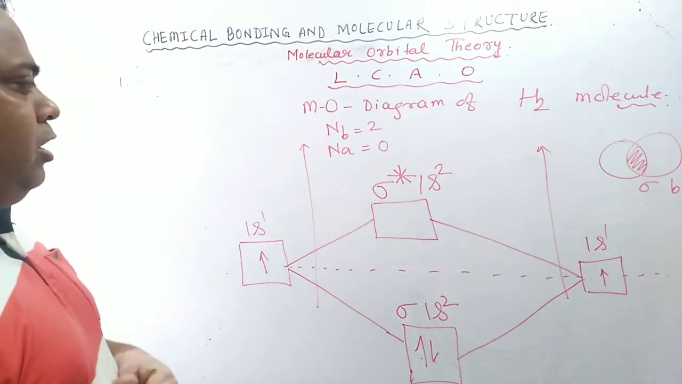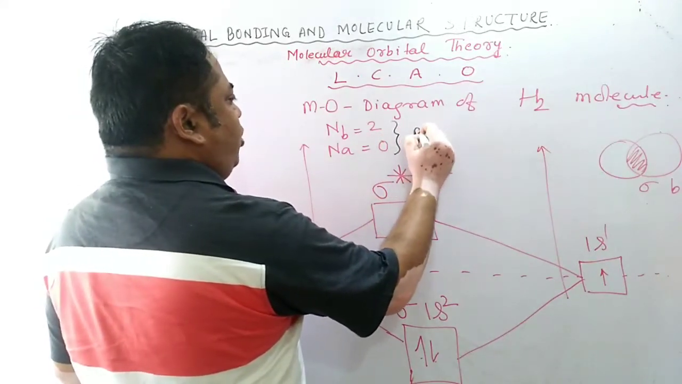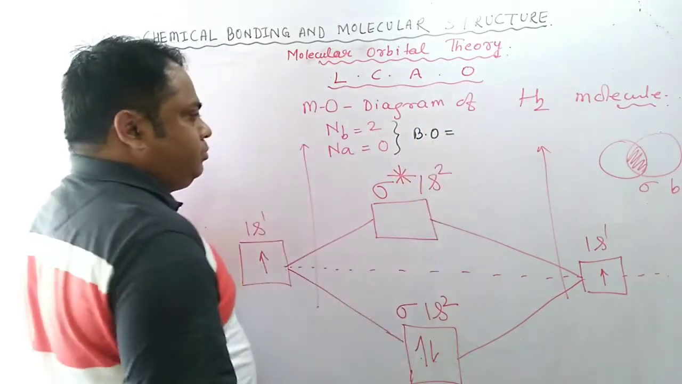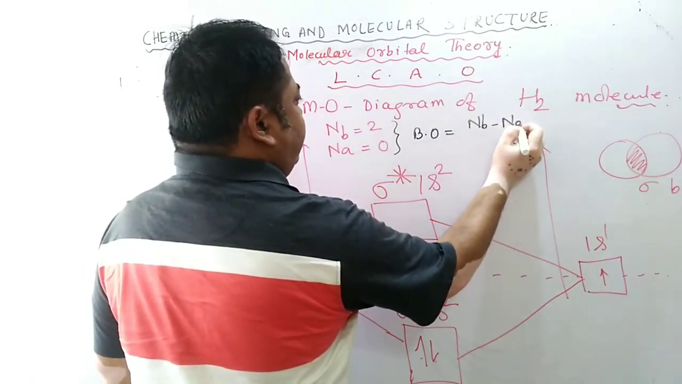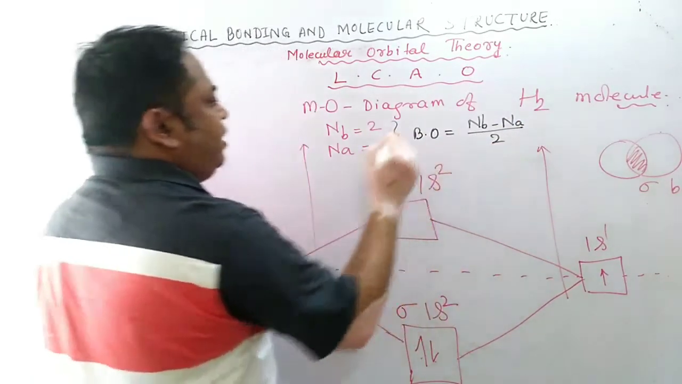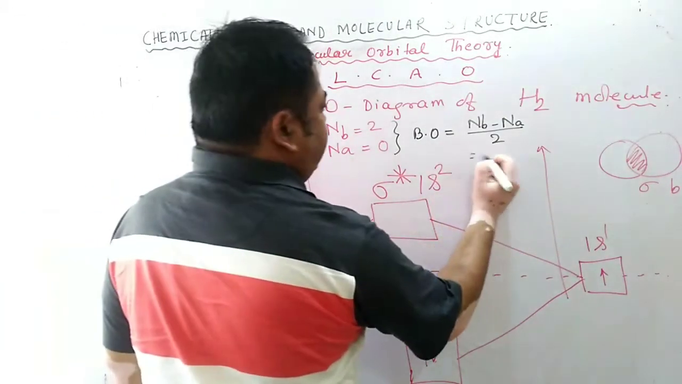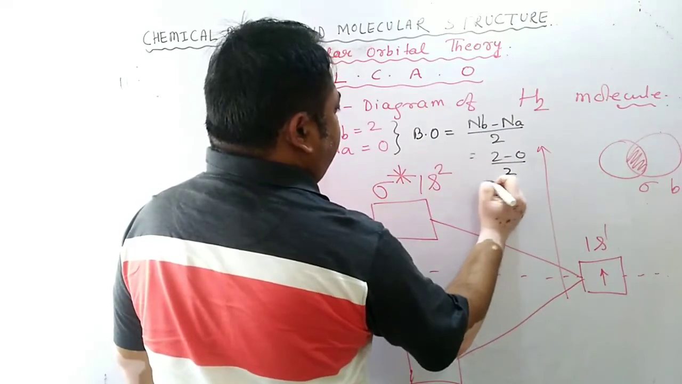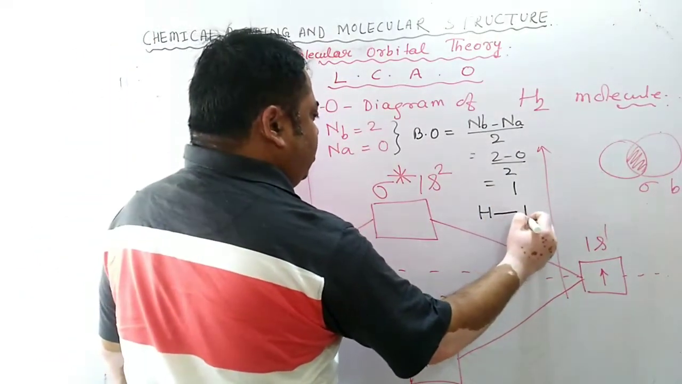See, which was not possible in other theories. So bond order is equal to number of bonding orbitals minus number of anti-bonding orbitals divided by 2. This gives us the idea about how many bonds will be there between two atoms. This will be 2 minus 0 by 2 equal to 1. That is why in hydrogen, one covalent bond is there.